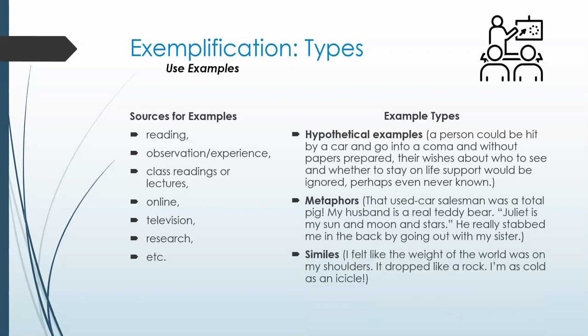Metaphors and similes, comparisons, either direct or using like or as, can also be powerful tools, since as we've already learned, our brains work by making connections. Saying something like, "That used car salesman was a total pig," or "My husband is a real teddy bear," gives others a mental picture as well as an overall idea of the qualities of the people you're discussing. Romeo says, "Juliet is my sun and moon and stars," letting us know how important she is to him. She is all the sources of natural light in his world, and without her, it would be cold and dark.